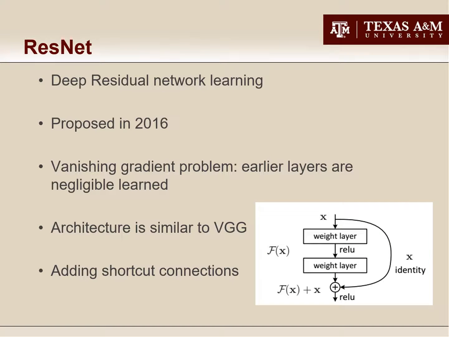Next is ResNet, Deep Residual Network Learning, which was proposed in 2016. It tries to solve the vanishing gradient problem in previous neural networks like VGG. That is, earlier layers are barely updated as there are too many layers. The architecture is similar to VGG, but it adds some shortcuts from previous layers to the later layers to allow them to exchange information.